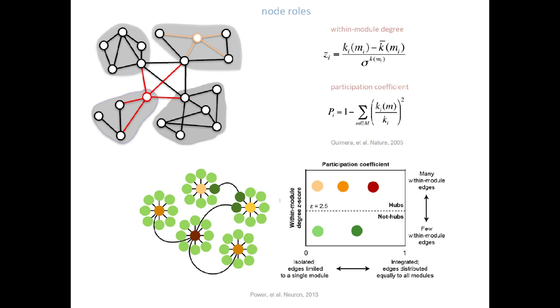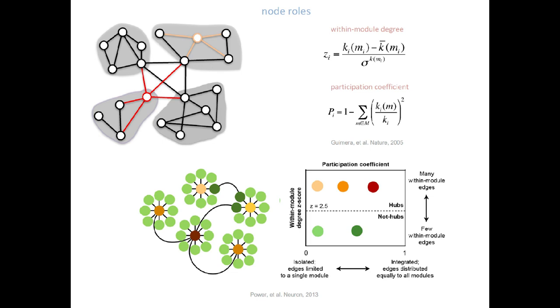And what is commonly done is something that has been called functional cartography. Basically, you plot where nodes sit in this kind of Z-P space. You have the within module Z score on the Y axis and the participation coefficient on the X axis, and you plot where nodes sit.